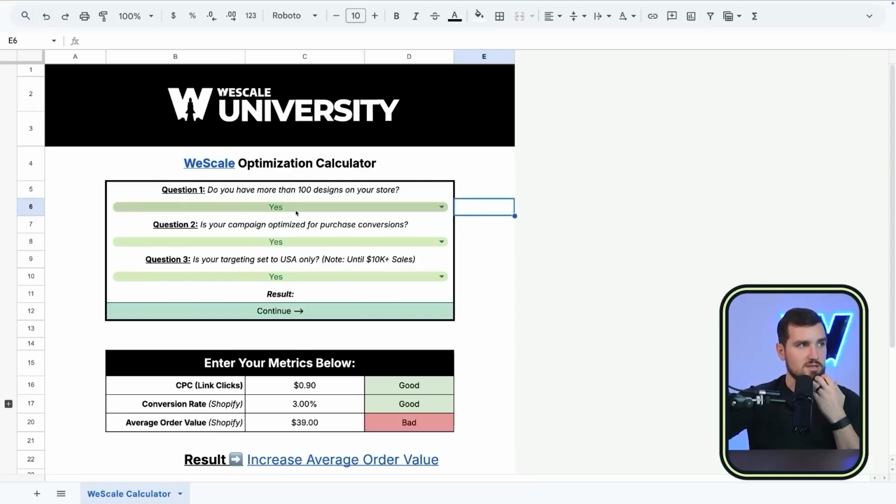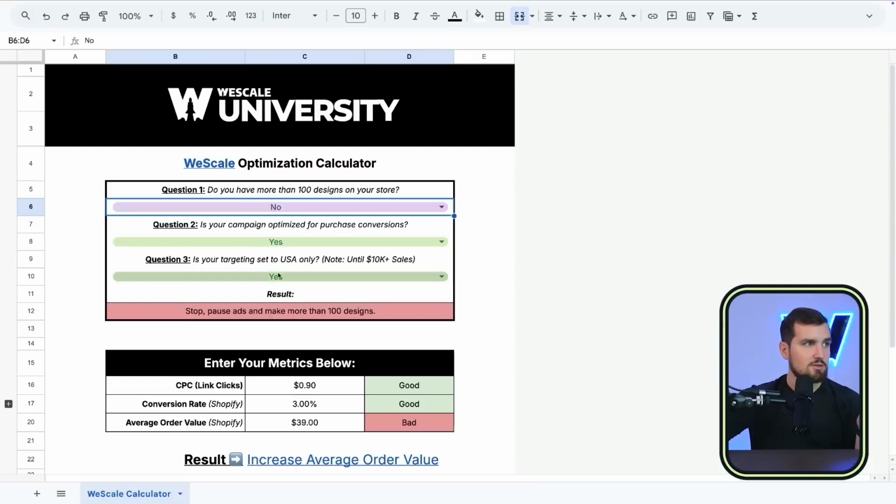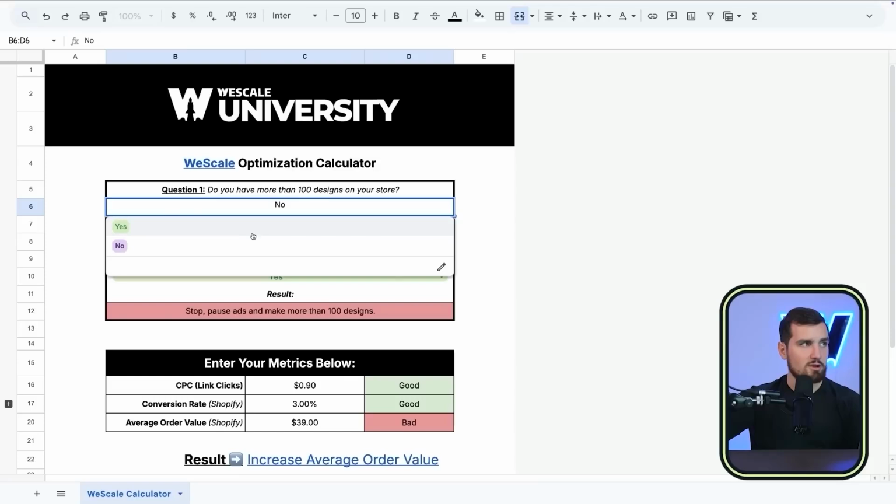So the way you use it, and this is linked somewhere around the video in the free community, question 1 is, do you have more than 100 designs on your store? If the answer is no, then it says stop, pause your ads, and go make 100 designs. So these are the prerequisites.